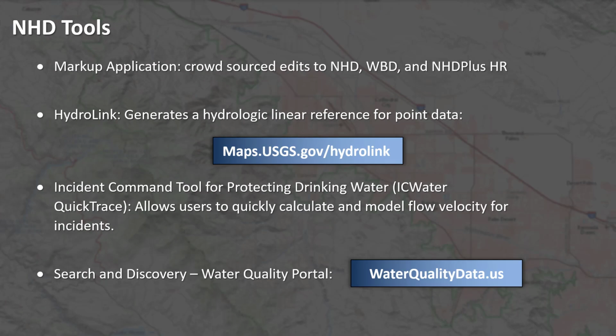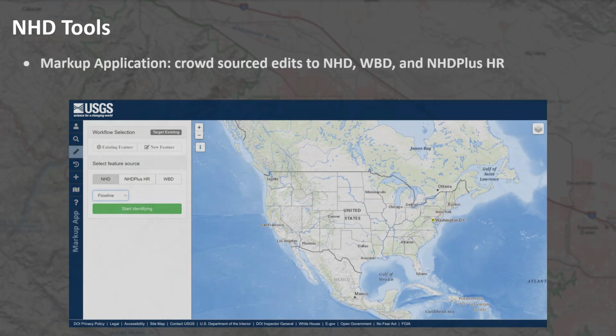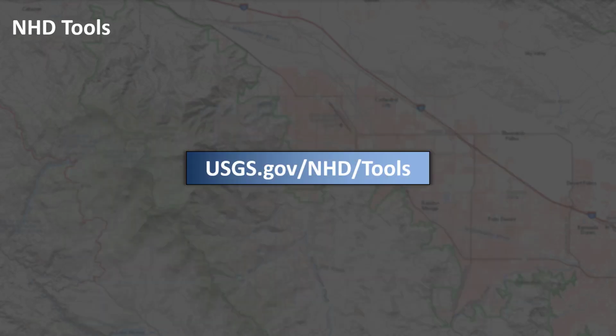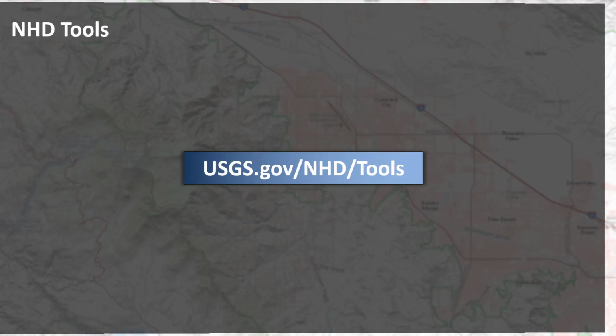There are several tools to assist with the management and analysis of the NHD. For example, the Markup application is a web-based mapping tool that enables users to suggest edits to the NHD, WBD, and NHD Plus High Resolution that will be reviewed by the USGS and stewards, and if approved, entered into the NHD. For more information on these tools, follow the link to the usgs.gov/NHD/tools.